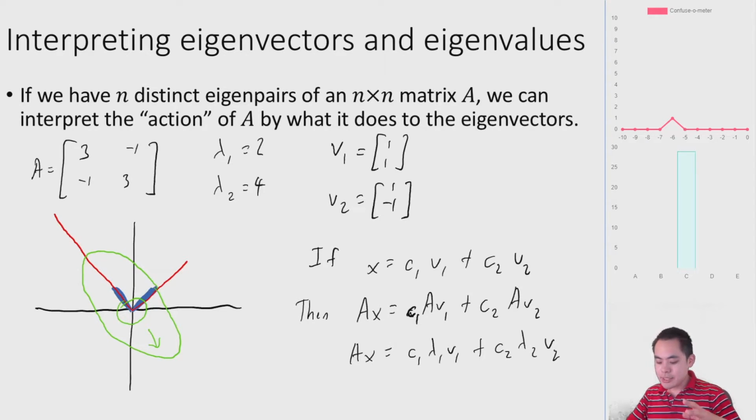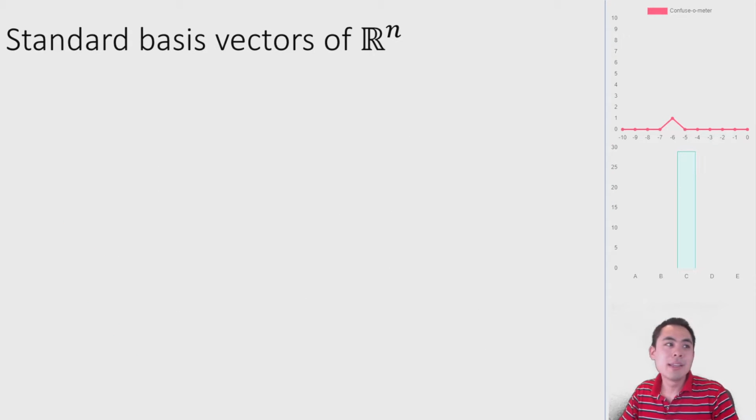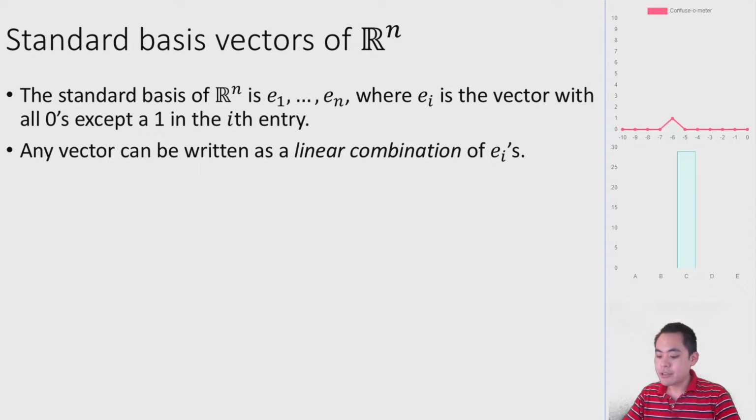So now, this gets us to the idea of a basis. Remember, we said in the last lecture that the standard basis of Rn is E1 through En, where each Ei is a vector with all zeros except for 1 in the ith entry. And any vector can be written as a linear combination of the Eis. So let me just write this out.